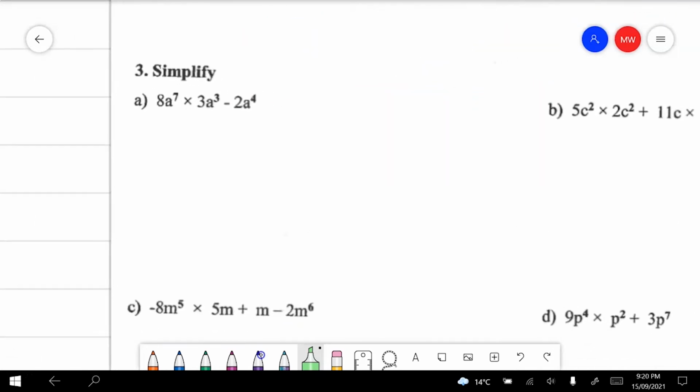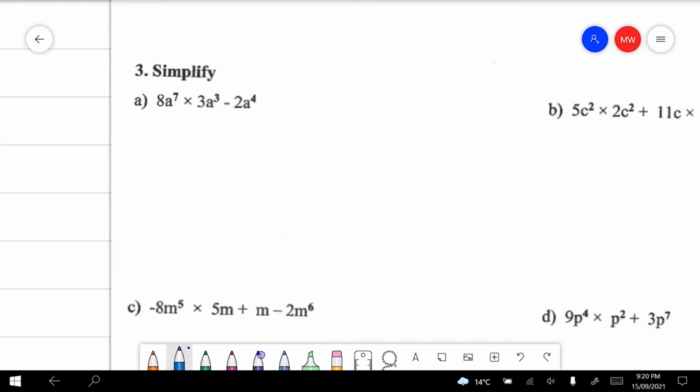Alright. And now we're simplifying. These ones have got multiplications and they've got addition and subtraction in them. So there's a little bit of BODMAS math here. What we'll do is we'll solve the indices and then we'll collect any like terms that we might find.